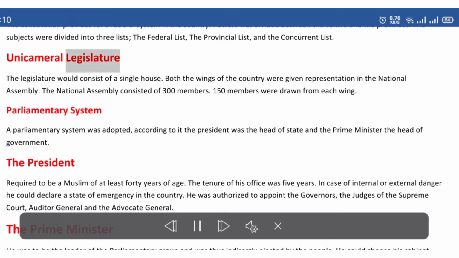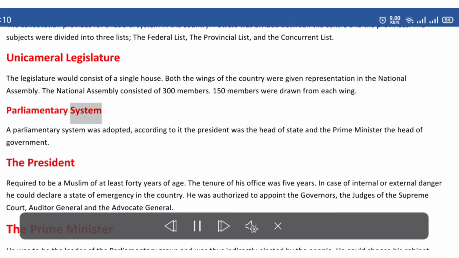Unicameral legislature. The legislature would consist of a single house. Both the wings of the country were given representation in the National Assembly. The National Assembly consisted of 300 members. 150 members were drawn from each wing.